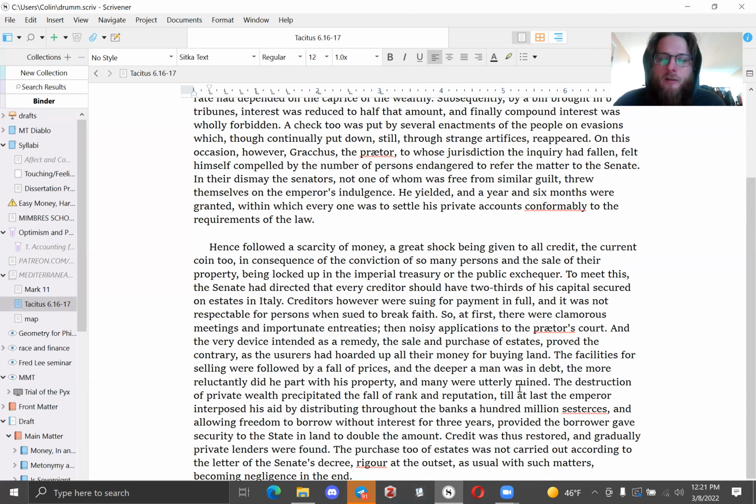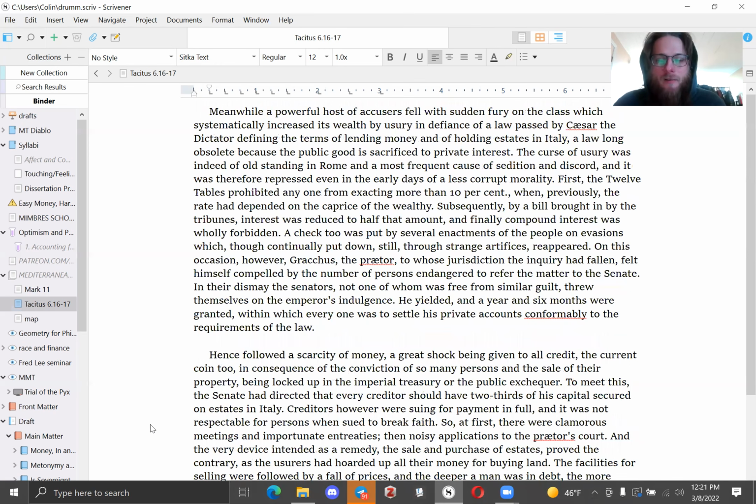A sesterce is a unit of account. That's 1/4 of a denarius. So he passes out 250 million denarii, and allows freedom to borrow without interest for 3 years, provided the borrower gave security to the state in land to double that amount. Credit was restored. This is what happens in 33 AD. So what's happening here? As I said, Tiberius succeeds Augustus and does austerity. He starts winding down this intense fiscal system that Augustus had mobilized.